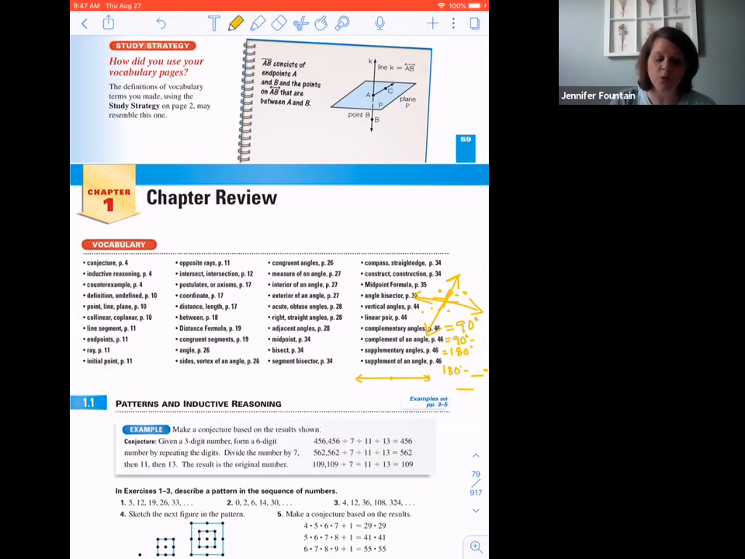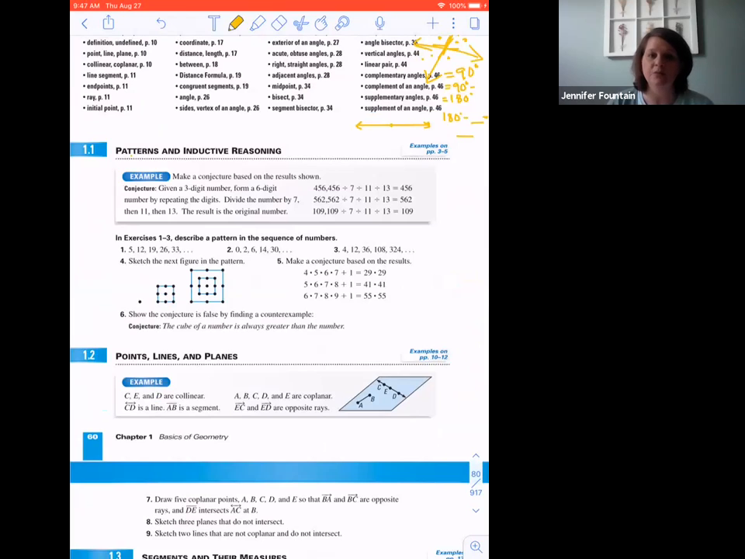All right, so in section 1.1, patterns in inductive reasoning. Okay, we looked at a list of numbers and trying to figure out how those numbers are related. 5, 12, 19, 26, 33. When I'm looking at those numbers, I'm trying to figure out, okay, what is the relationship between these numbers? And I can say, well, how do I get from 5 to 12? Well, I can add 7. From 12 to 19, I'm adding 7. 19 to 26, I'm adding 7. So I can see that as long as my pattern works for every single given example, then that's my pattern.